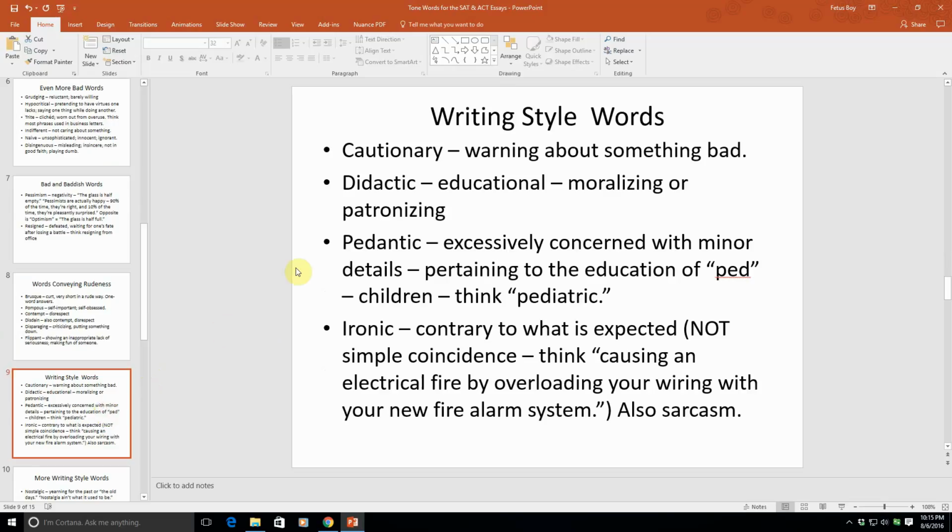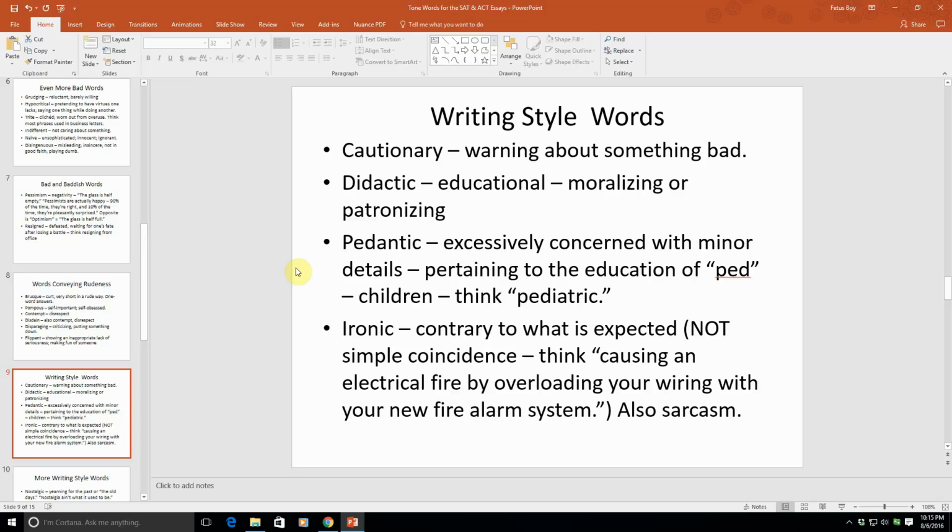Writing style words. There are words that describe style or describe what's going on in a passage. Cautionary. Well, cautionary would be a warning about something bad. We all know proceed with caution, proceed with care. Caution, take cautions, precautions. So those are all basically telling you to be careful.